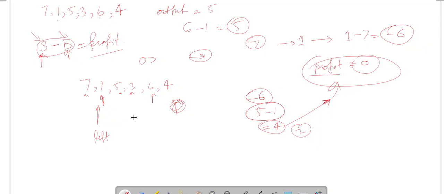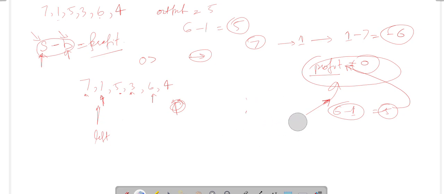Now we move to 6, and 6 minus 1, well, that is definitely 5 more than 4, the previous profit. So we update that. And having said that, let's make some room. So now we move this to this place, the last index, and 4 minus 1, it's 3, which is less than current profit, so we don't do anything there.